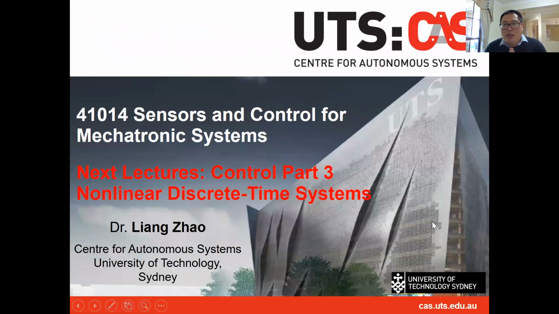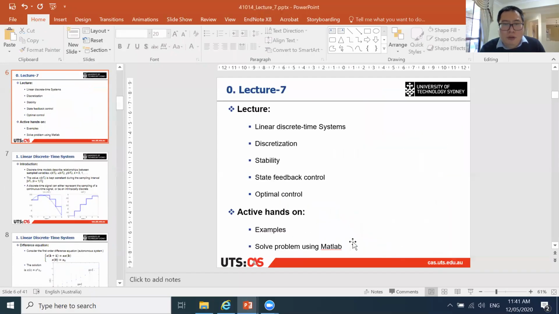All right, so this is all for today's lecture. In the next lecture, we will introduce the last part of the control, which is the nonlinear discrete time system. It's still a discrete time system, but the system is nonlinear, which is different from what we have in the linear continuous or linear discrete time system. It's a bit complicated. All right, so that is all for today.